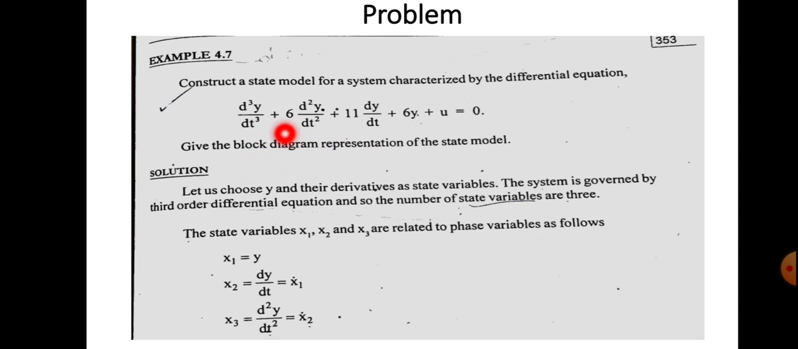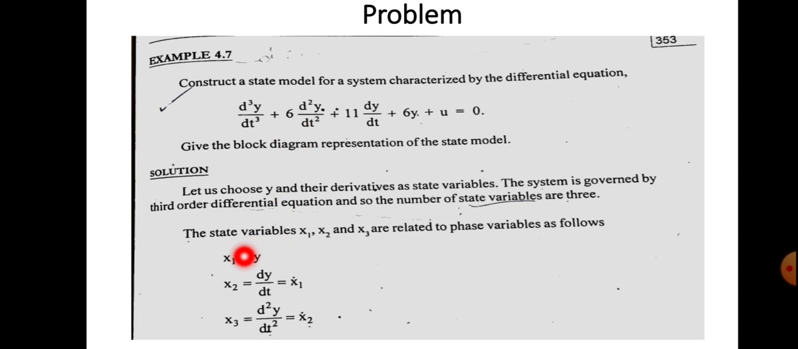Here the differential equation is given, and when you look at the differential equation, you can see that its order is equal to 3. First of all, you know that the system equation is represented in terms of the output variable y. So let's choose y and its derivatives as the state variables. The system is governed by a third order differential equation, so the number of state variables is 3. So you have to choose 3 state variables, which are x1, x2 and x3.